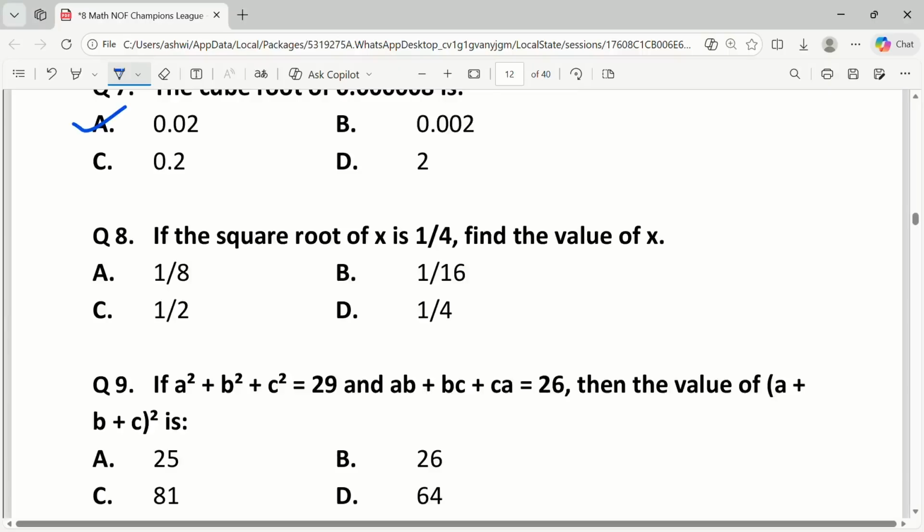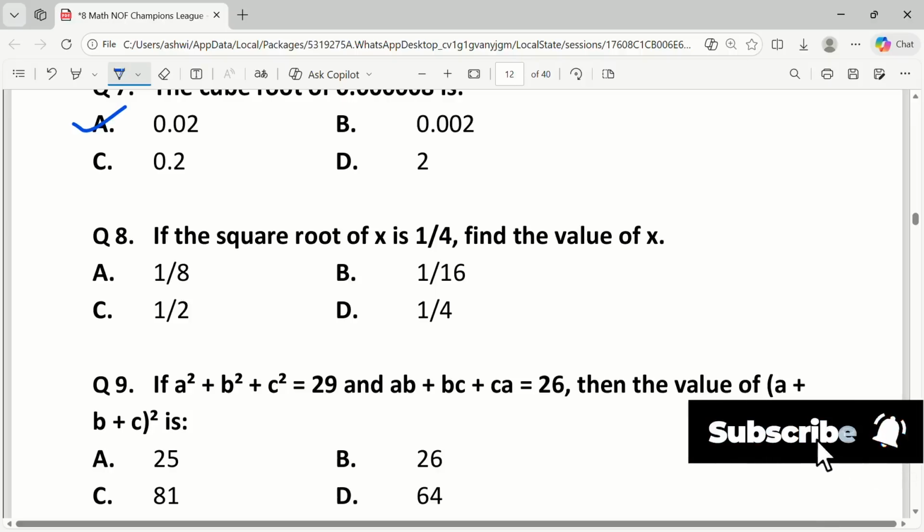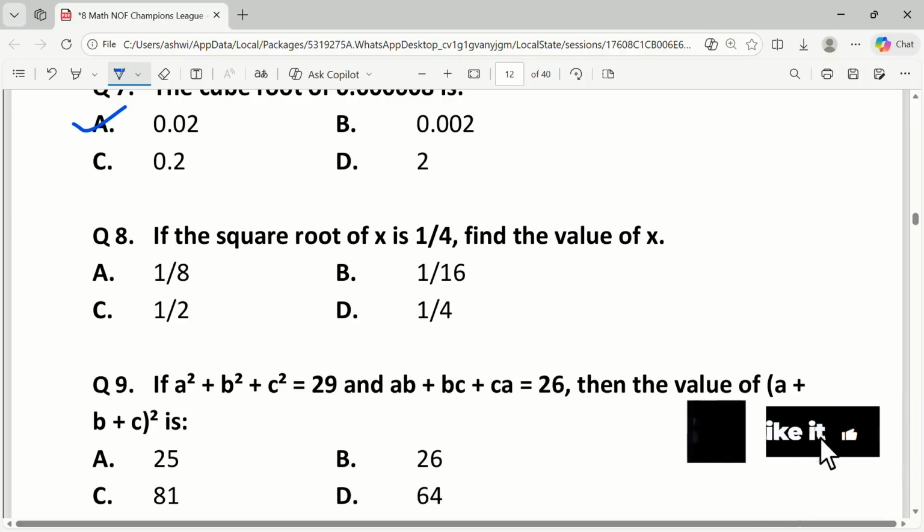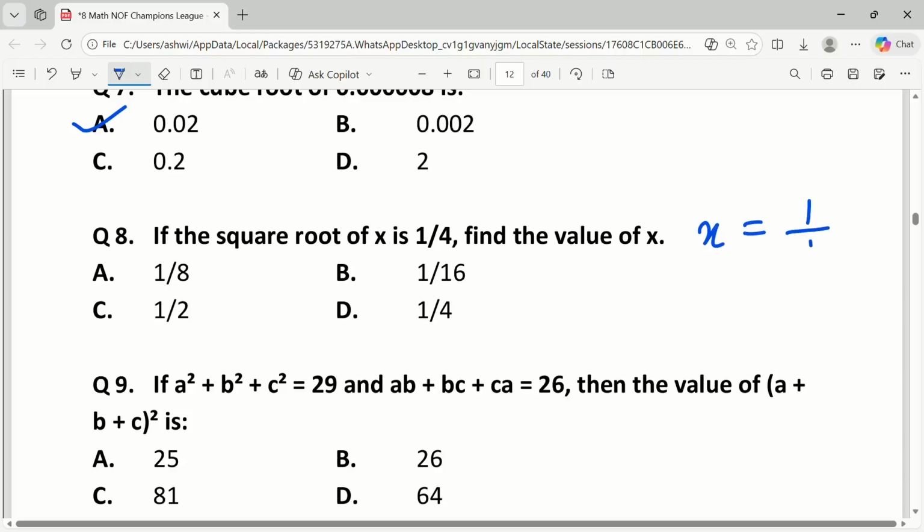Question 8. If the square root of x is 1 by 4, find the value of x. The problem states that square root of x is 1 by 4. To find the value of x, square both sides of the equation. That will give us x is equal to 1 upon 4 whole squared, that is equal to 1 upon 16. The answer is B, 1 upon 16.